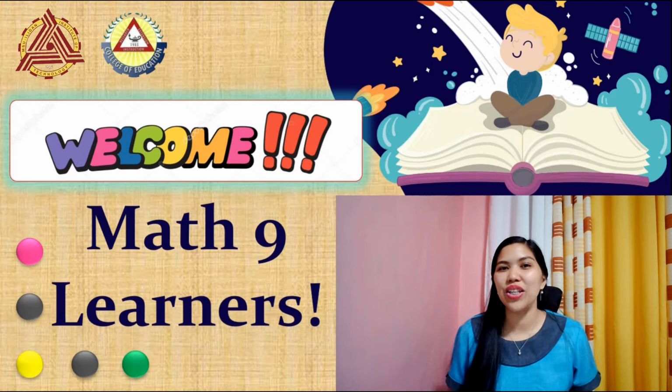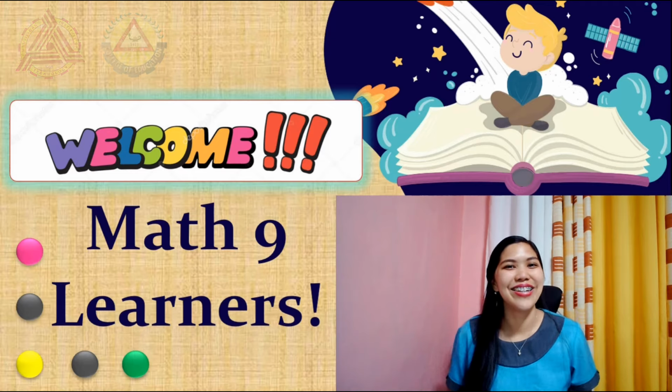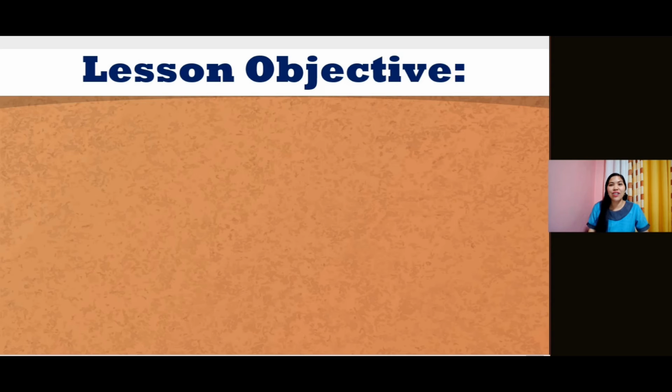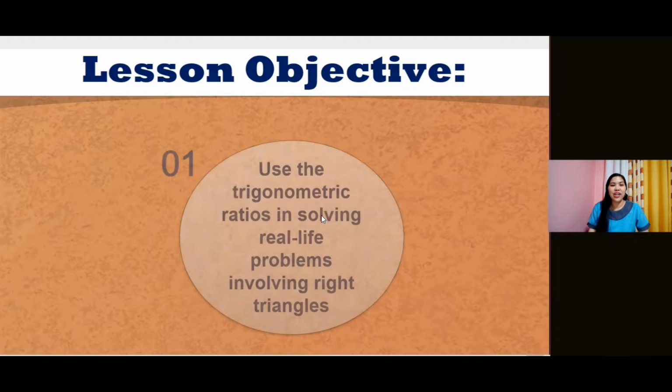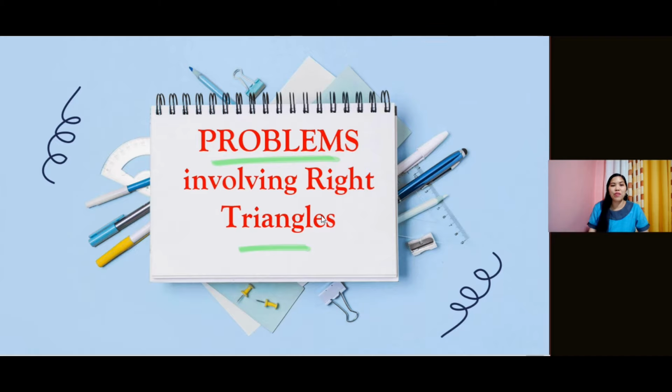In this last video lesson, we are now going to solve real-life problems involving right triangles. Are you ready? Come on! Let's solve first our lesson objective. We have here, use the trigonometric ratios in solving real-life problems involving right triangles. I prepared two problems involving right triangles and we will be having it one at a time. Let's consider the first example.